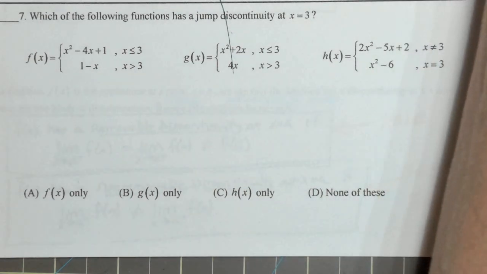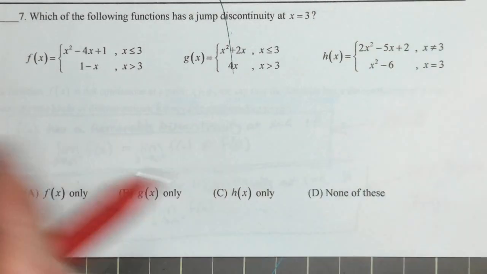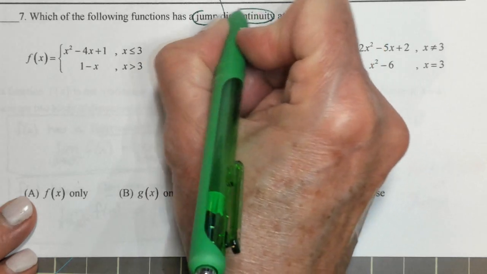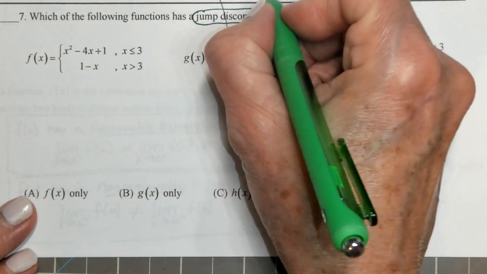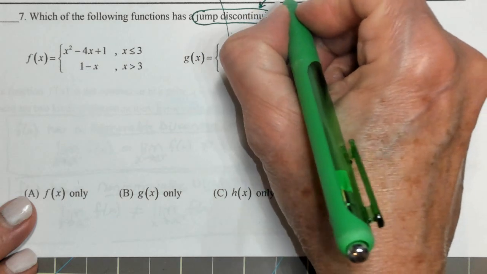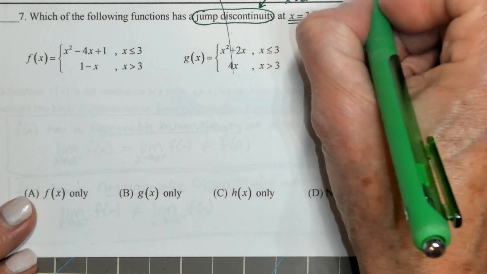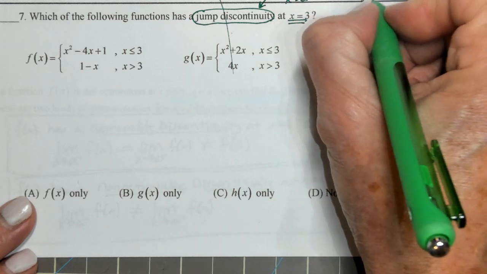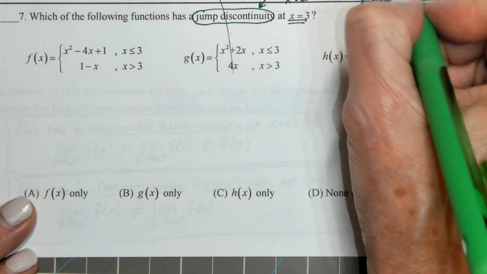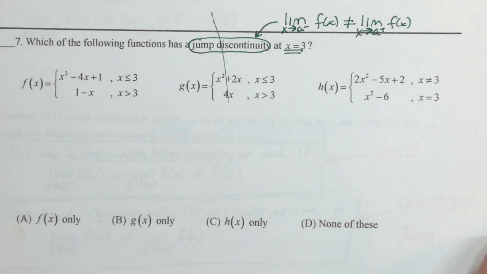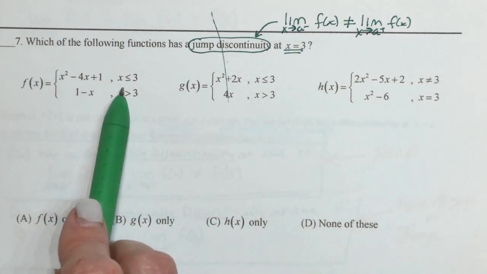All right, one more type of example. Which of the following functions has a jump discontinuity at x is equal to 3? So a jump is when the limit as x approaches a from the left of the function is not equal to the limit as x approaches a from the right of the function, and neither are infinity. Okay, so jump, the two sides don't match. All right, let's look at this one.